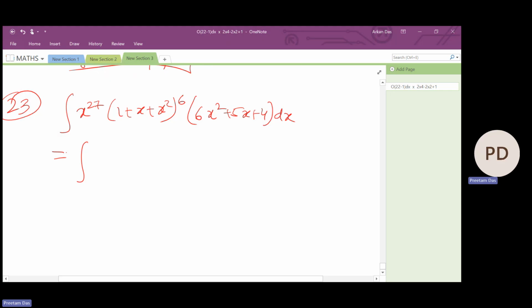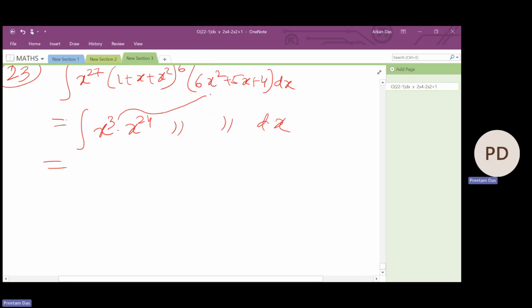So x power 27, we will break it into two parts. One will be x cube and one will be x raised to 24. The rest two terms are the same. This x cube I will multiply with this, and with x raised to 24 I will multiply with this. So x cube, when I multiply there, it becomes 6x^5, 5x^4, 4x^3. Looks like a differential. The next one becomes x^4, x^24.